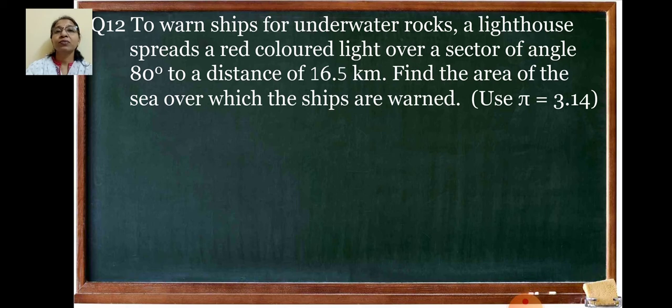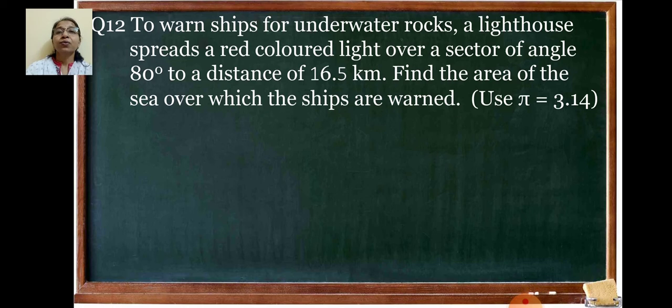Now the next one, question number 12. To warn ships of underwater rocks, a lighthouse spreads a red colored light over a sector of angle 80 degree to a distance of 16.5 kilometer. Find the area of the sea over which the ships are warned. Here the value of pi is 3.14. So we will use the same value.